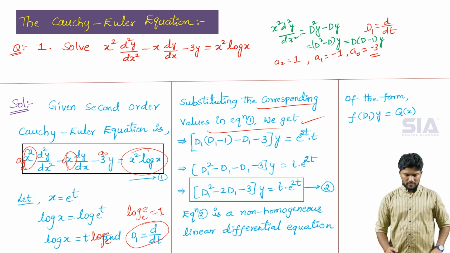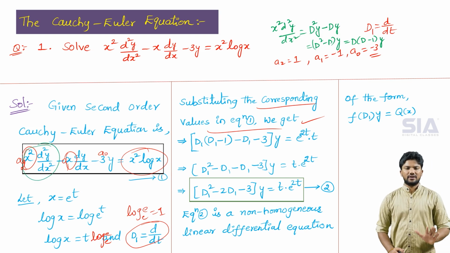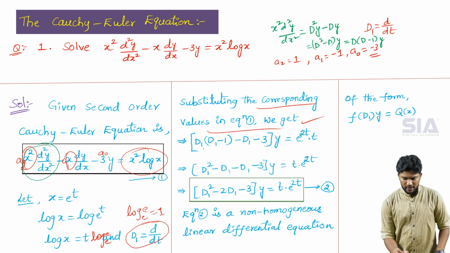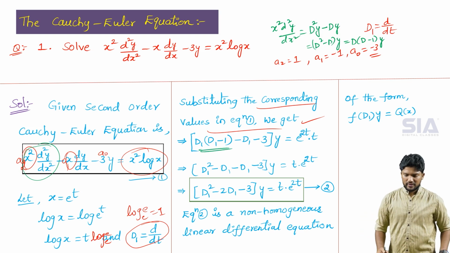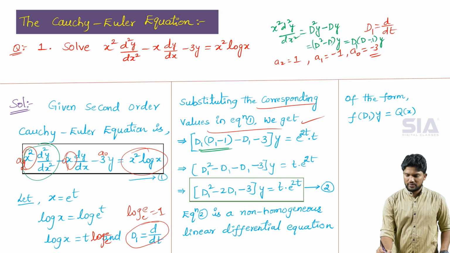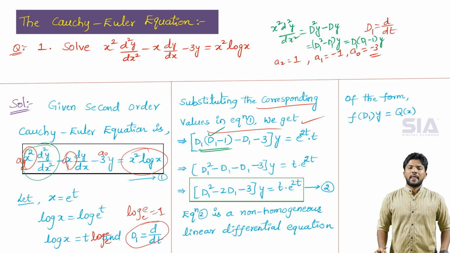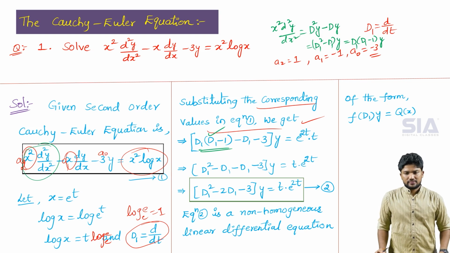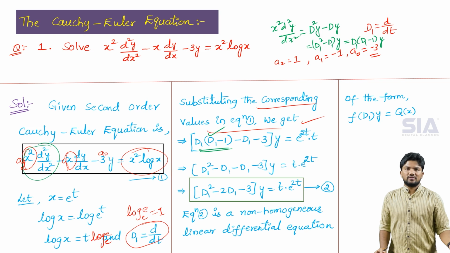In this problem also we are following the same thing. Wherever you have x square into d square y by dx square, we are writing D1. Here we are taking D suffix 1. So therefore D suffix 1 into D suffix 1 minus 1, that is D1 square minus D1, in that format. How you get that value, I explained clearly in the previous lecture.